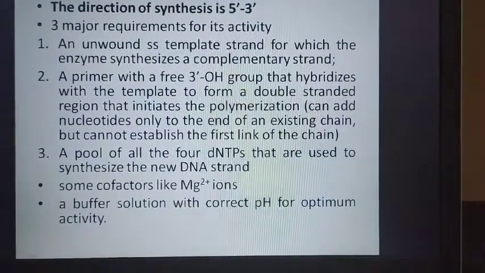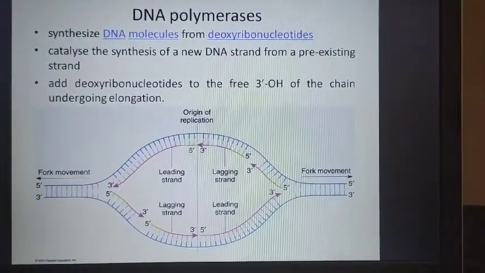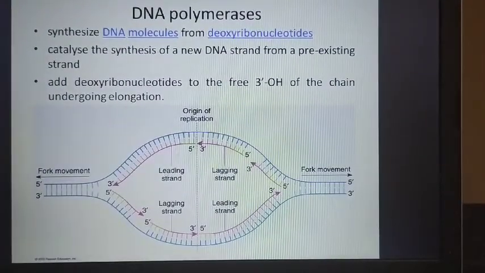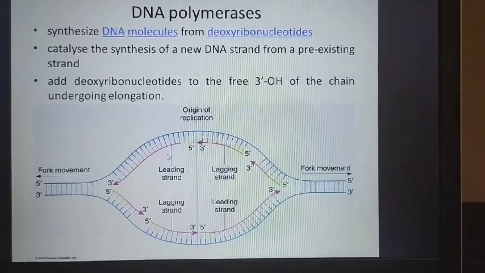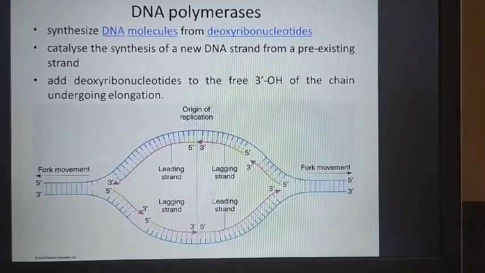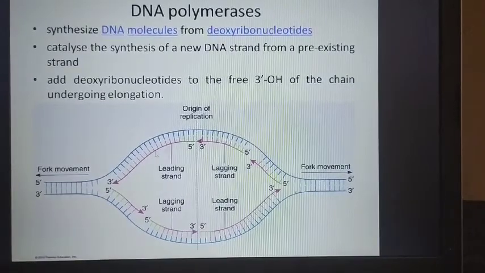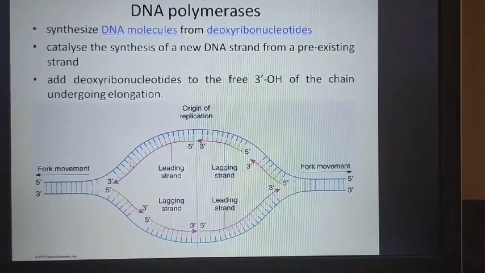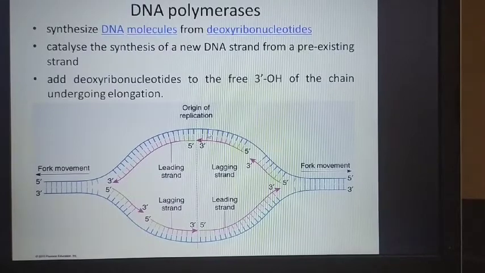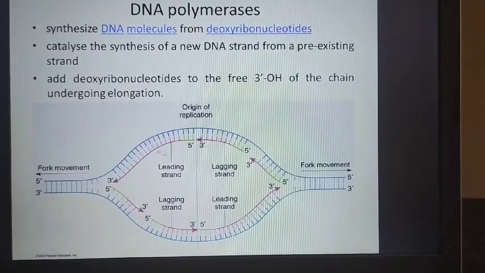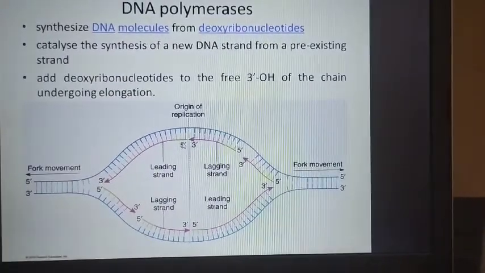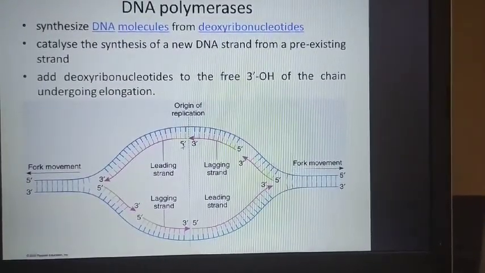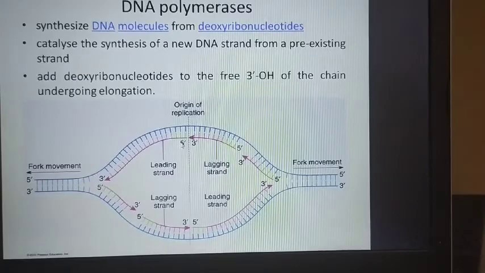So we will again go to the diagram. Here you can see primers. This region is called a primer. It is onto the primer that deoxyribonucleotides are added one by one, and the strand synthesis proceeds in the 5'3' direction. So the first requirement is this template, complementary to which a new strand will be produced. The second requirement is the primer onto which the nucleotides are added to form the new strand.